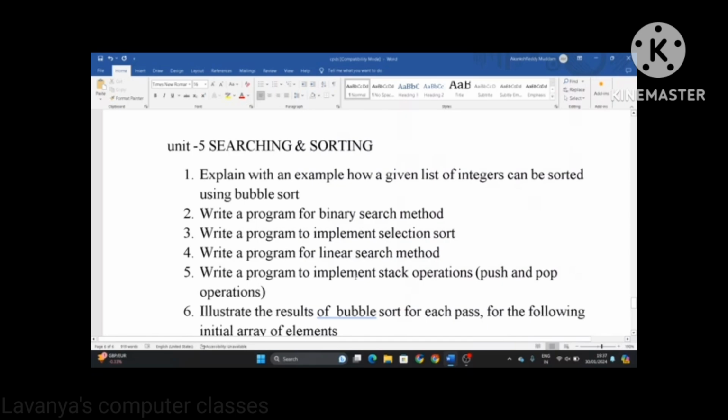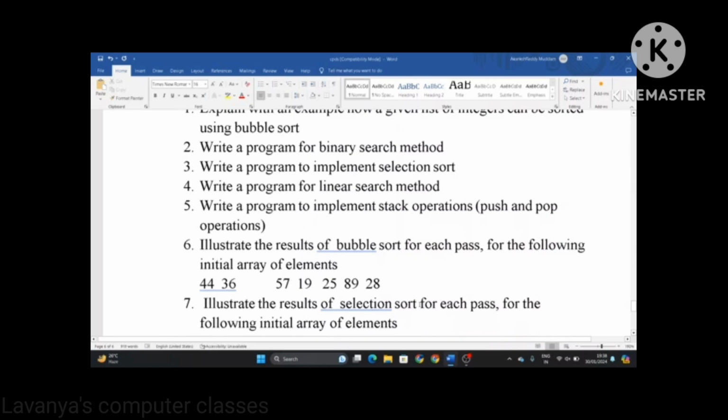What is searching? Definition of searching, definition of sorting. Explain with an example how a given list of integers can be sorted using bubble sort. Write a program for binary search method. Write a program for selection sort. Write a program for linear search method. These are not there. Fifth question is not there.